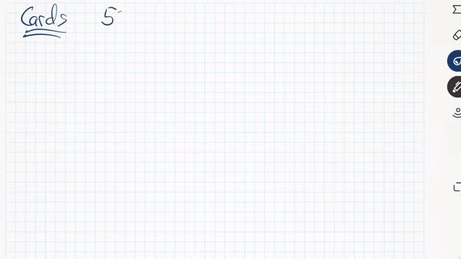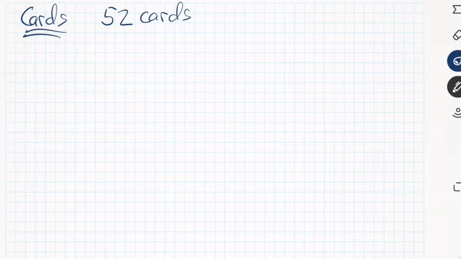There are 52 cards. And I love asking this in class because then I'll say, well, how many states are in the United States? And people will say 52. And they're not. There are only 50 states. Hawaii was the 50th one. But there are 52 cards.